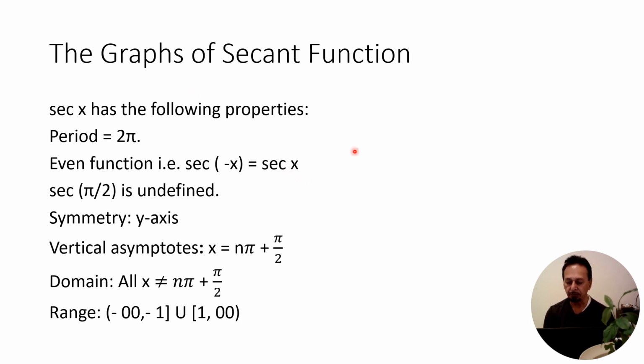The graph of the secant function. Secant x has the following properties. Just like cosine has a period of 2 pi, secant is the reciprocal of cosine, so the period of secant is also 2 pi.